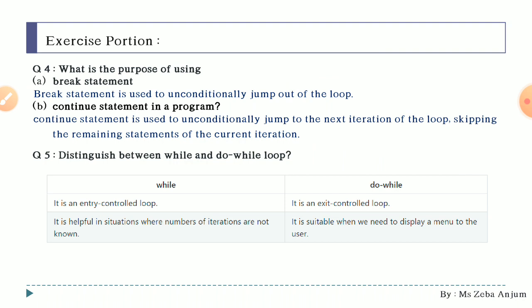For do while, it is suitable when we need to display a menu to the user. Why a menu to the user? Because even if the condition is false, do while executes the statement at least once. So that is why it is suitable when we need to display a menu to the user.